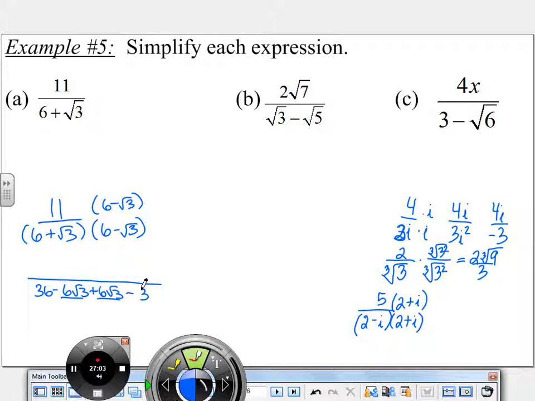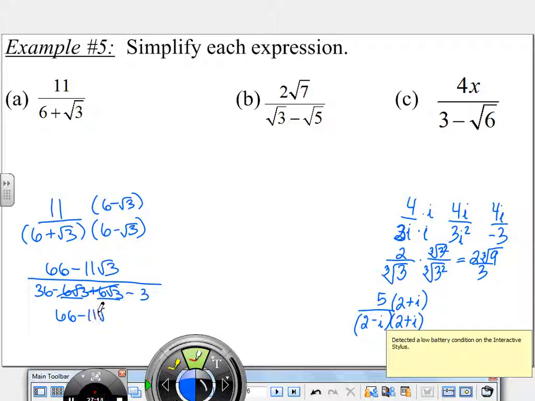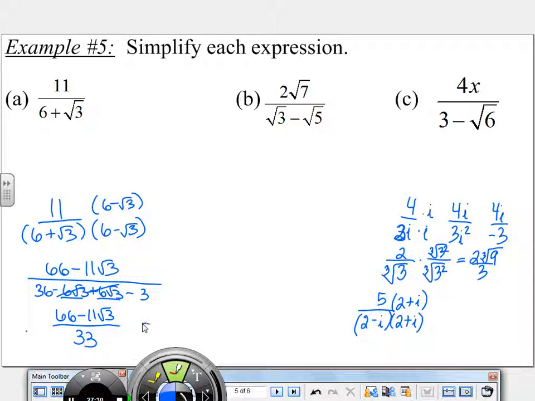Okay. All right, so in the numerator, we get 66 minus 11 rad 3. So these cancel, and we end up with 66 minus 11 rad 3 over 33. Are we good? No. Okay, divide by 11. Both terms in the numerator as well as the term in the denominator have a factor of 11. Therefore, I can simplify. So when I simplify, I get 6 minus rad 3 over 3. Can I simplify further? No.